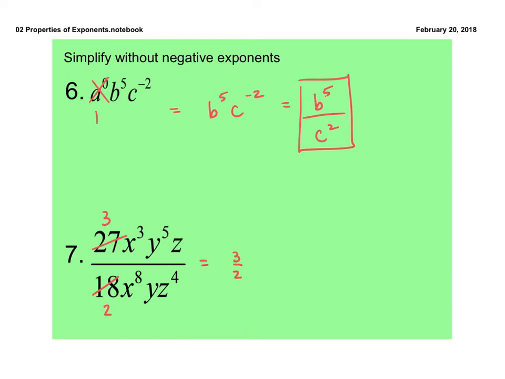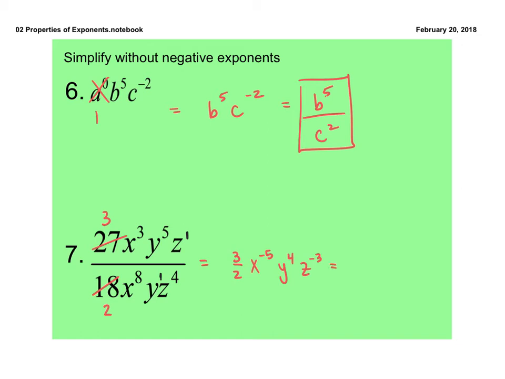X to the third divided by x to the eighth is x to the negative fifth. Y to the fifth, remember if there's no number written, this is just y to the first right there. So y to the fifth divided by y to the first would be y to the fourth because we're subtracting. And z to the first, remember that's a 1, divided by z to the fourth would be z to the negative third.